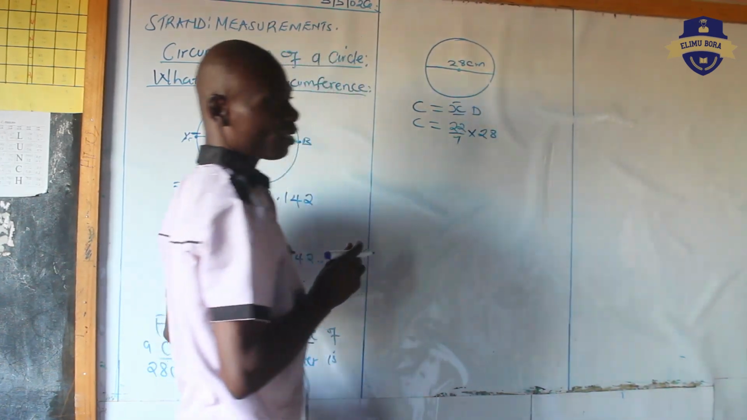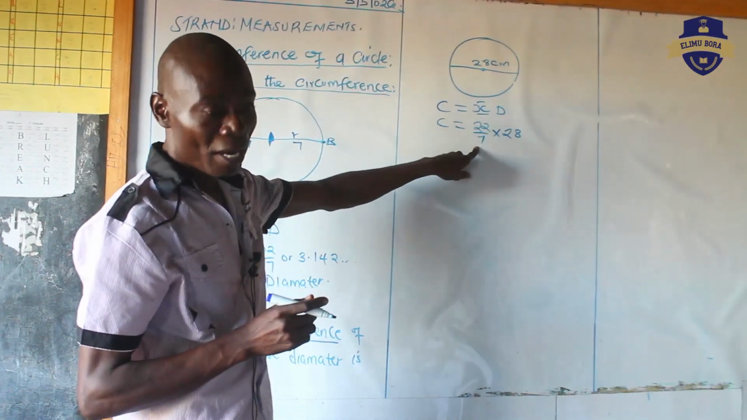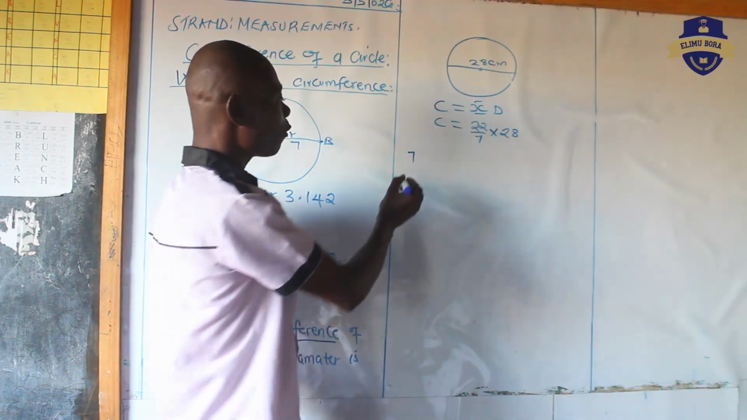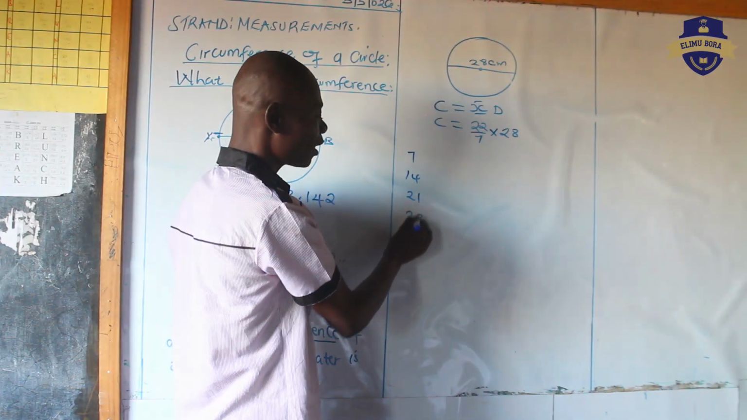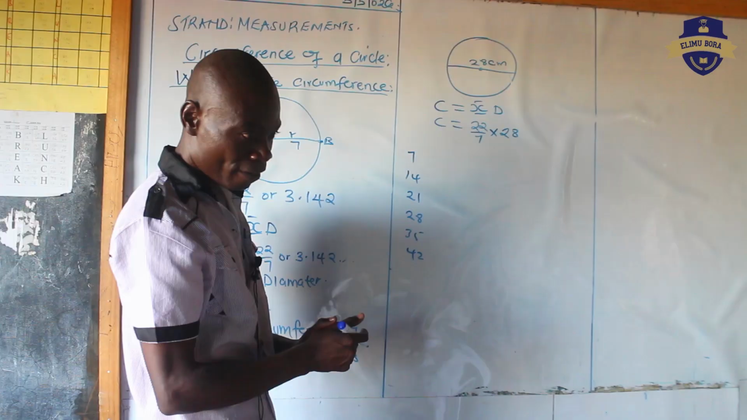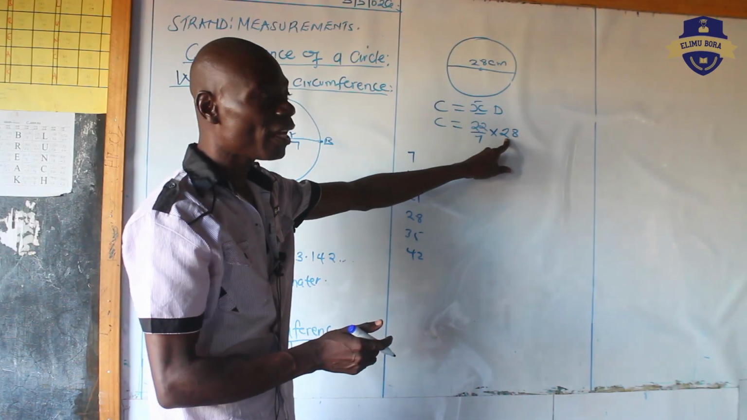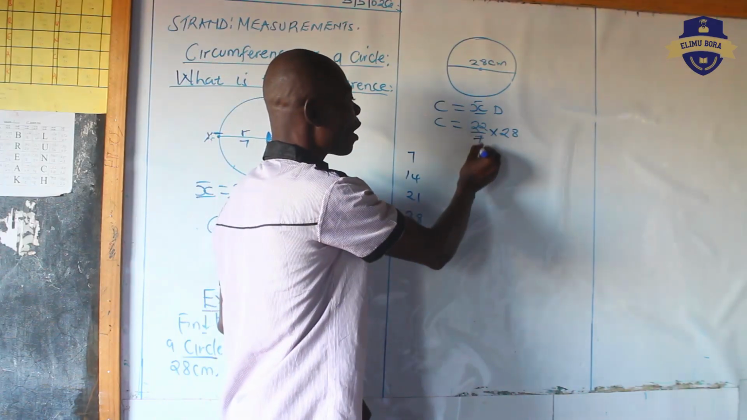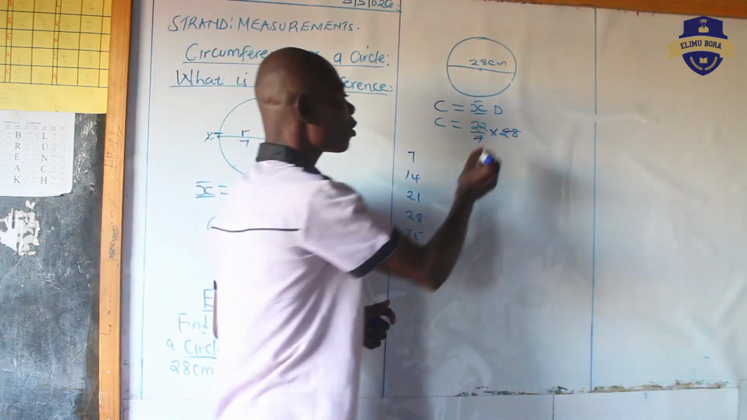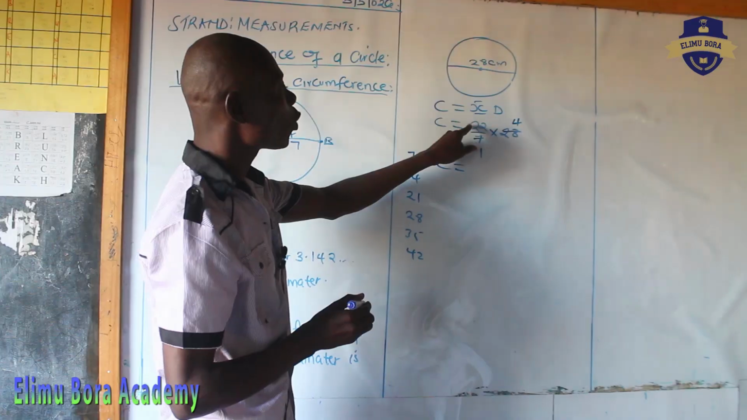Remember, always, the diameter you are given, in most cases, is divisible by 7. That's why you will find diameters they are giving you 7, 14, 21, 28, 35, 42, because these are all multiples of 7. They are aware that 7 will cancel without a remainder. So 7 into 28, how many times? It goes 4. So which means my circumference is equal to 22 times 4.